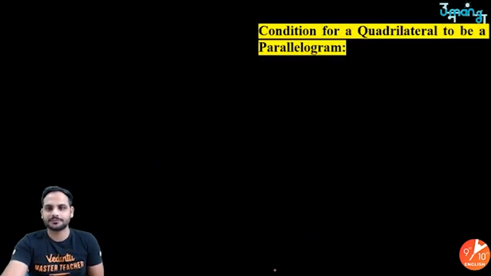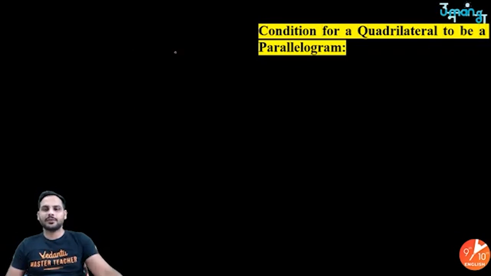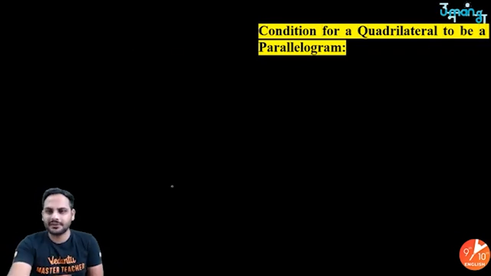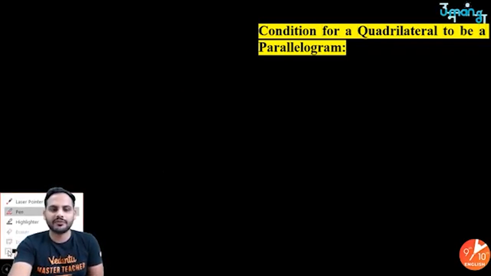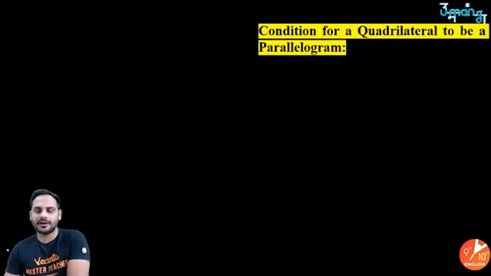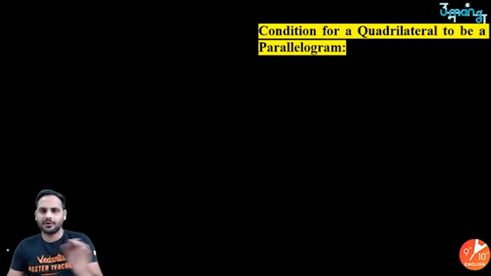Got it? Chal. Now, some of the questions which are very important in this chapter are the conditions for a quadrilateral. They will give you questions like prove that this given quadrilateral is a parallelogram, prove that this given quadrilateral is a rhombus, prove that this given quadrilateral is a rectangle, all that. So how do you prove?